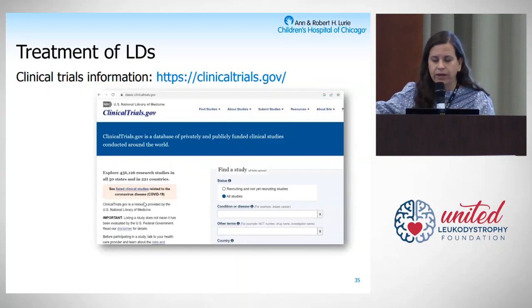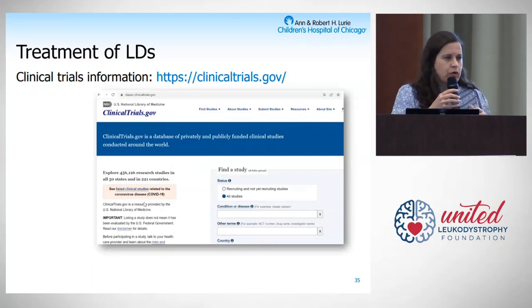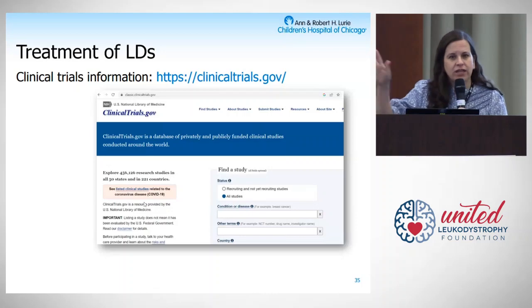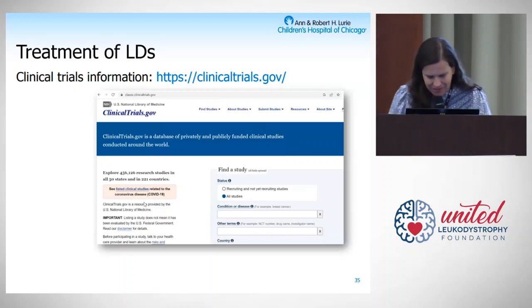And this is a great resource for families. If you want to know what clinical trials or what studies are open for yourself or your child or a patient, this is a resource. I think I'm stepping on it. This is a great resource to look for what studies are open and what studies are ongoing.